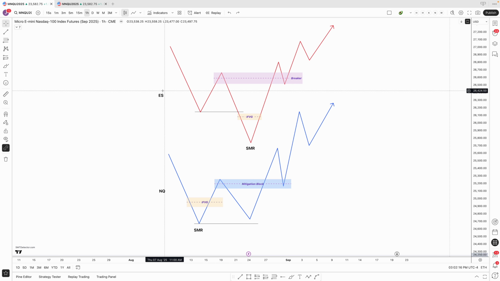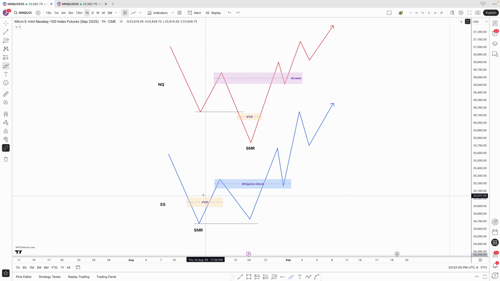So let's switch these up now. So let's put ES here and NQ here. So we have a breaker on NQ, we have a mitigation on ES. SMR is going to be here, SMR is going to be here. Okay, so we have the breaker here, we have the mitigation block. In this scenario, you don't have to wait on the mitigation block, because if you're going to be trading NQ, you don't have to wait on the other asset to get above the mitigation block.